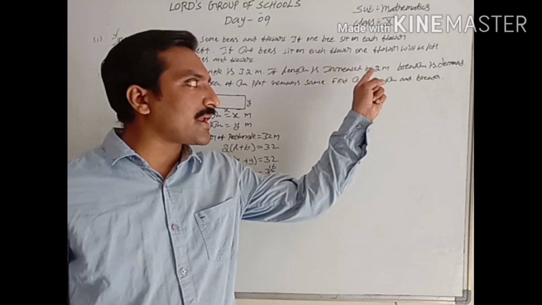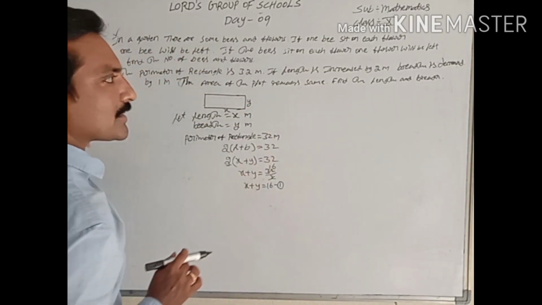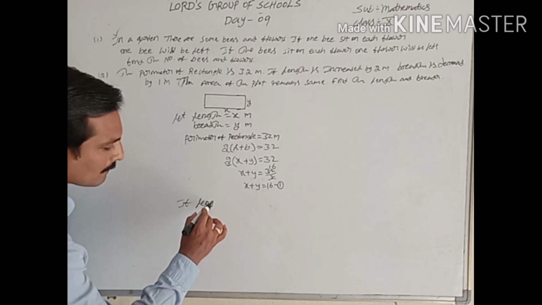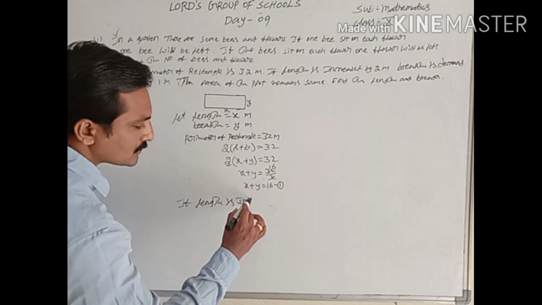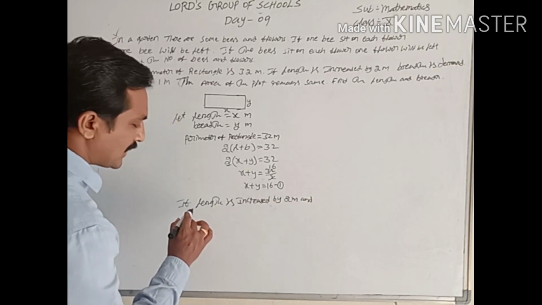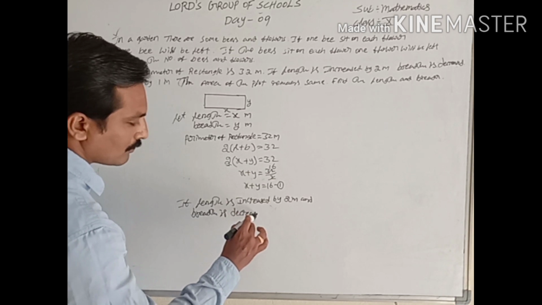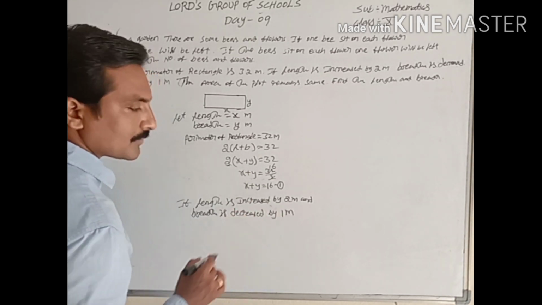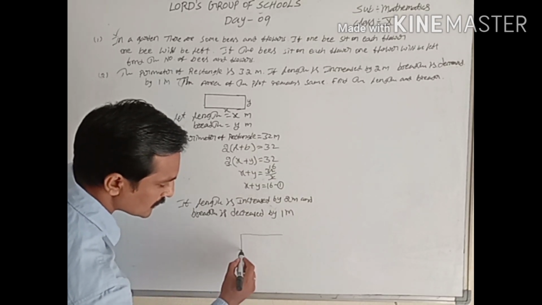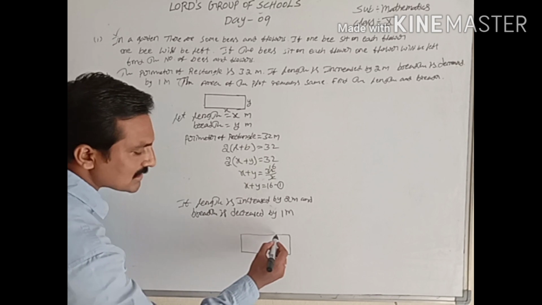If the length is increased by 2 meters, what is the actual figure? In this figure, the length will be increased by 2 meters and the breadth decreased by 1 meter. Here is the figure. The length is x there, and this length is increased by 2 meters.